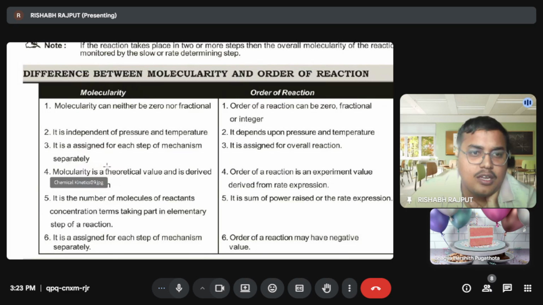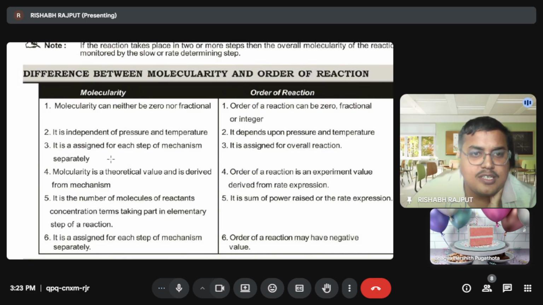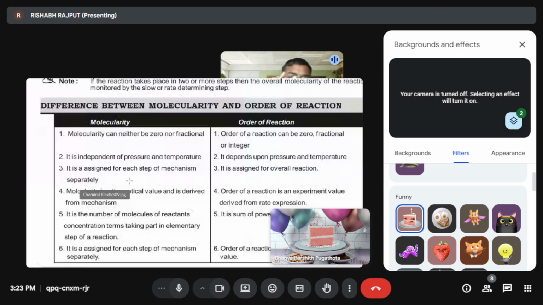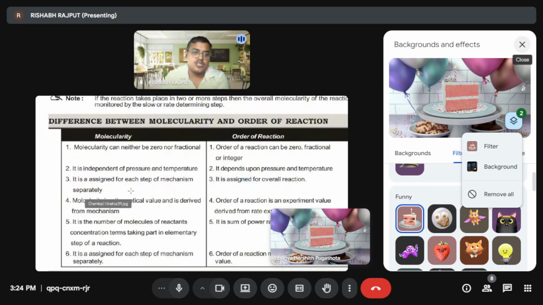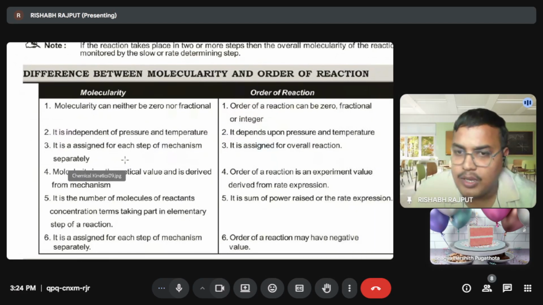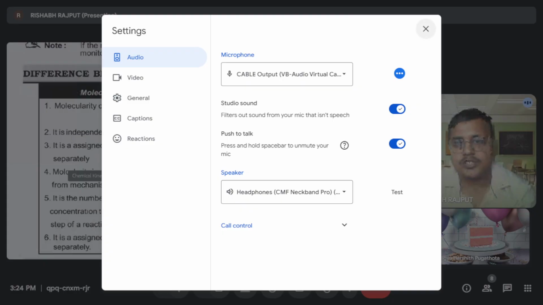Okay, I already told you molecularity is a theoretical value and is derived from the mechanism, and order of the reaction is an experimental value derived from the rate expression. Molecularity is assigned for each step of the mechanism separately. If your reaction happens in many steps, then for each step you have a molecularity, and you can find it for the slow step. Order of the reaction is not like that. For one chemical reaction, the order is only one. It does not depend on the mechanism of the reaction.